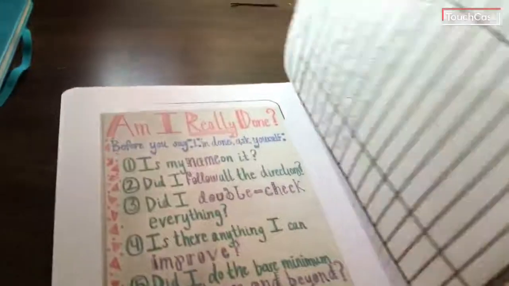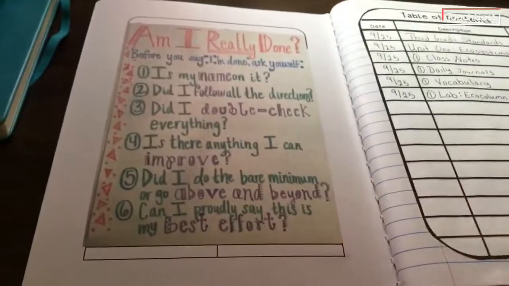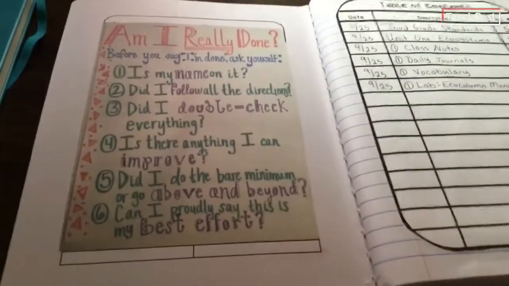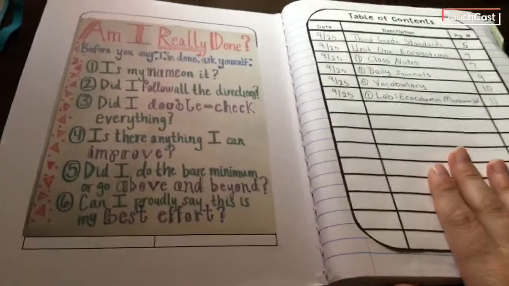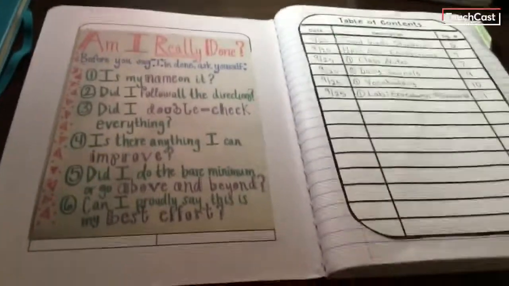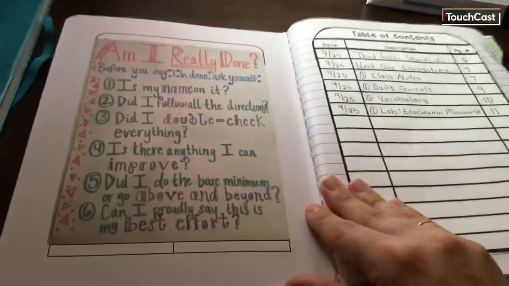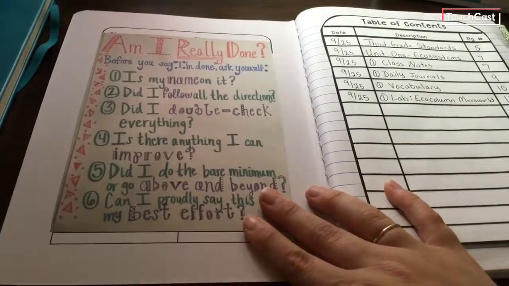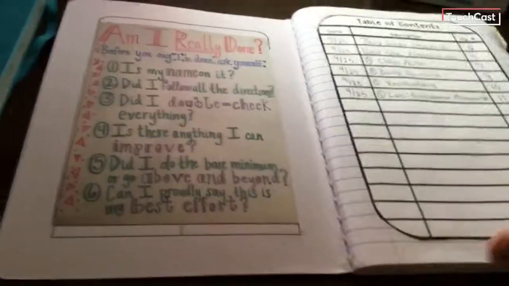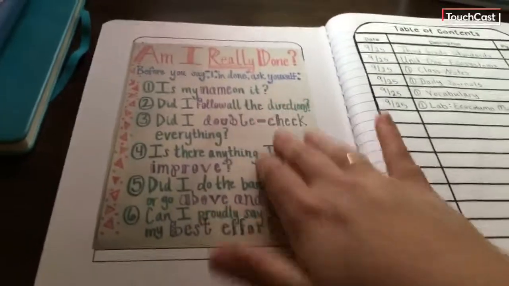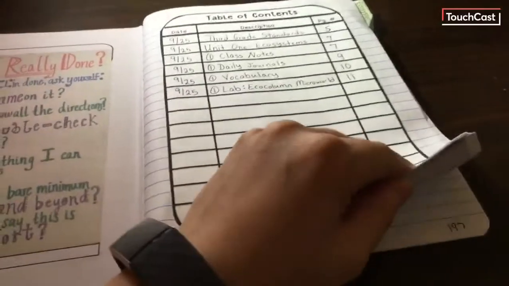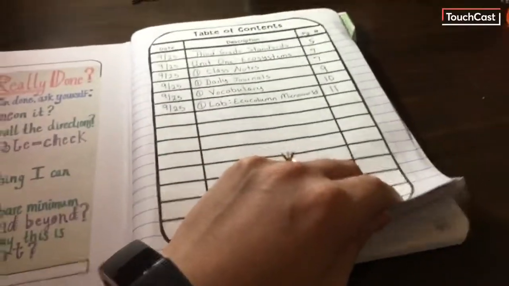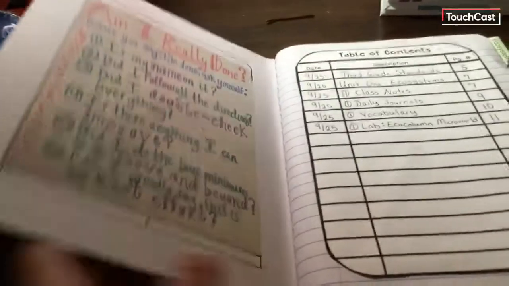And then my other freebie is this Am I Really Done poster that I stuck to the inside because I've noticed that my 3rd graders really like to just slap work on a page and say that they're done when it's not their best work. So I wanted to put that in there so that they could always, before they tell me that they're finished, flip to the front of their notebook and go through their checklist to make sure that they really are done. And then all of my pages are numbered all the way up to page 200, and I would have my students do that.